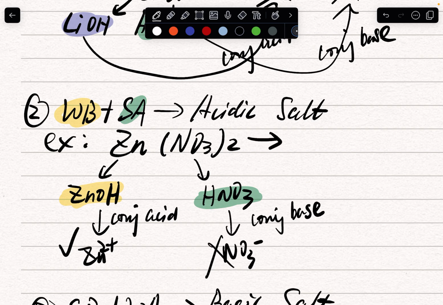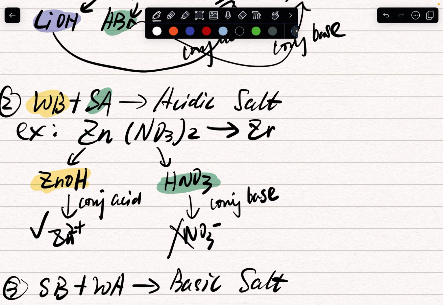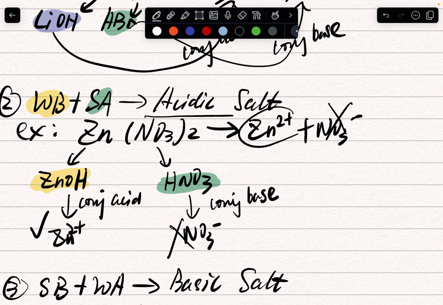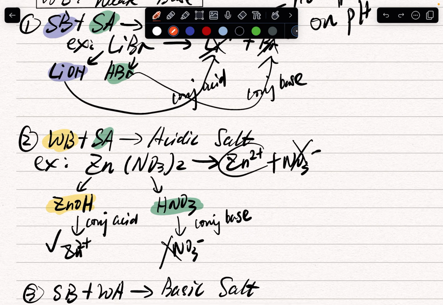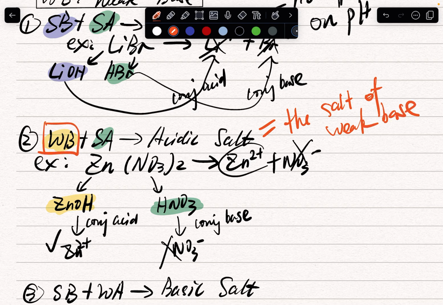And as this salt dissociates, it forms Zn 2 plus and NO3 minus, right? And then we cross out this, and this guy, oh, we cannot ignore the acidity. So this salt is an acidic salt, okay? I hope that makes sense. Okay, and then the acidic salt really also means the salt of a weak base, right? Because one of the reactants is the weak base, right? Due to the weak base, the salt is acidic, right? So we call it a salt of weak base, all right?